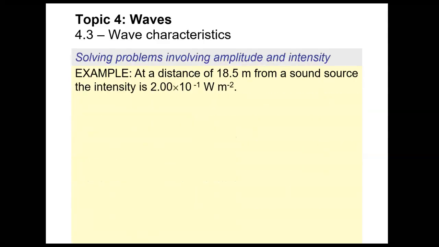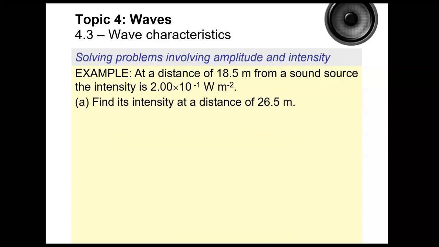Alright, so let's do another couple examples. At a distance of 18.5 meters from a sound source, the intensity is 2 times 10 to the negative 1 watts per square meter. And we're asked to find the intensity at a distance of 26.5 meters. Now there's two ways to approach this question. First of all, we're given distance, we're given intensity. So we could find the power of the sound source. And the power from the sound source doesn't change. That doesn't depend on distance. That just depends on the sound source.